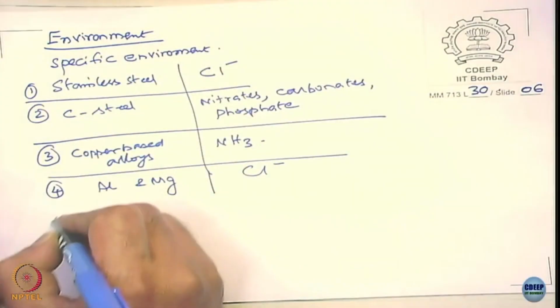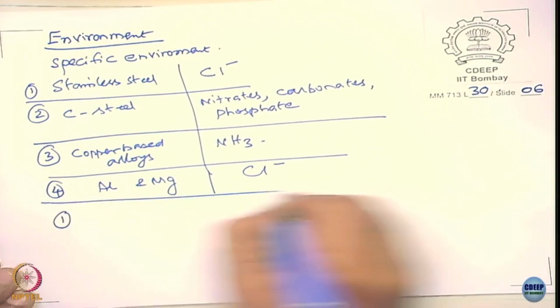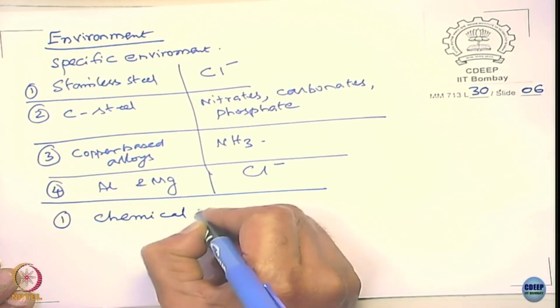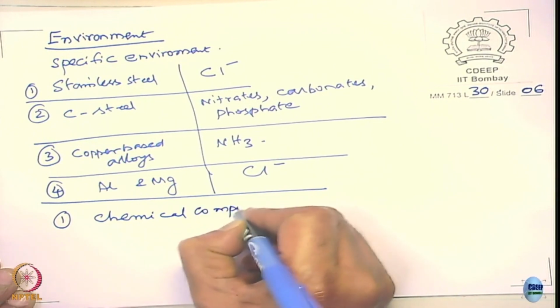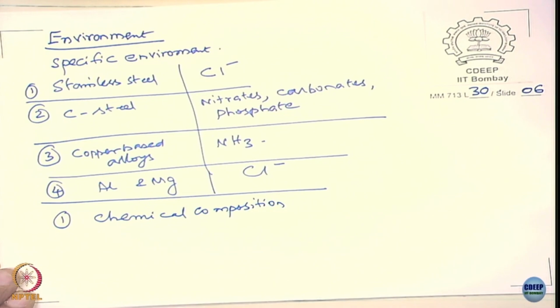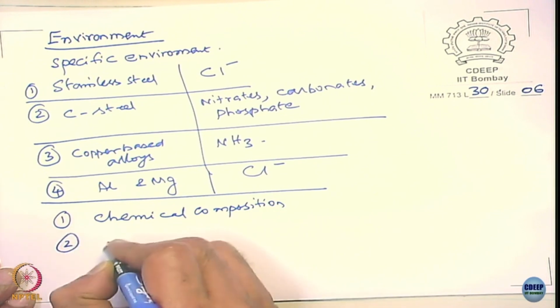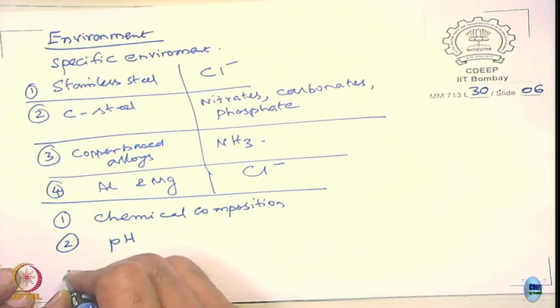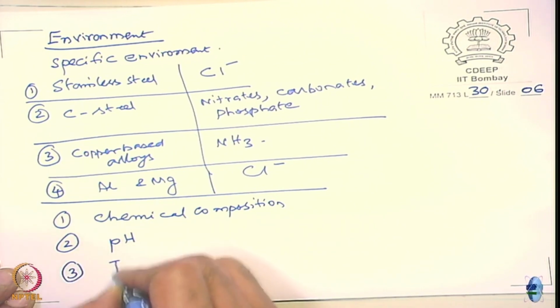What are these environment factors? One, the chemical composition of the environment, say chloride, sulfates, phosphates, all these things. Two, the pH of the environment. Third, the temperature.